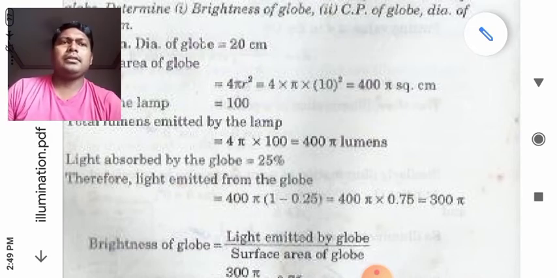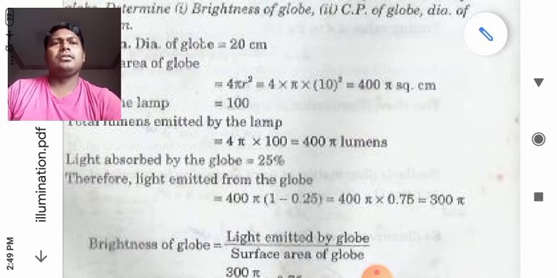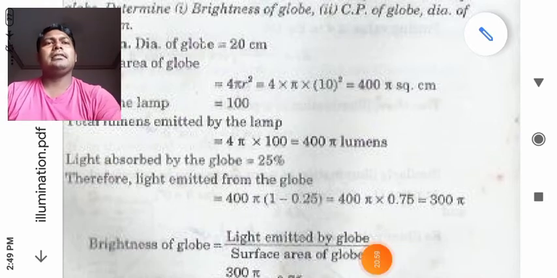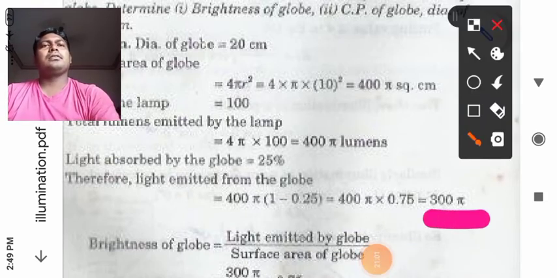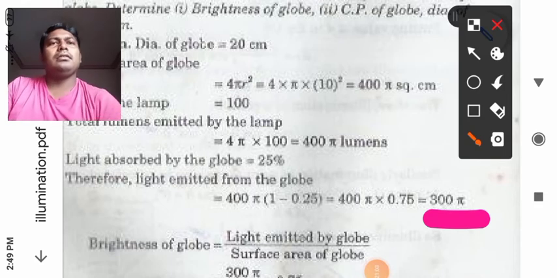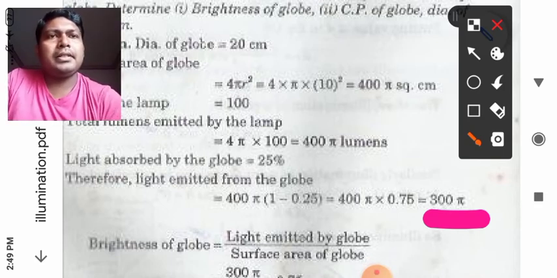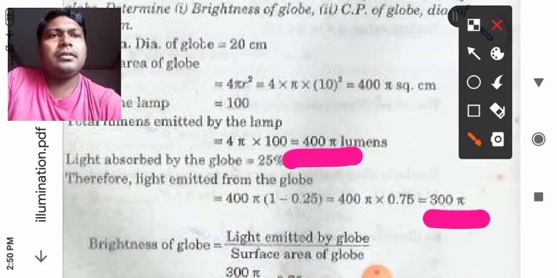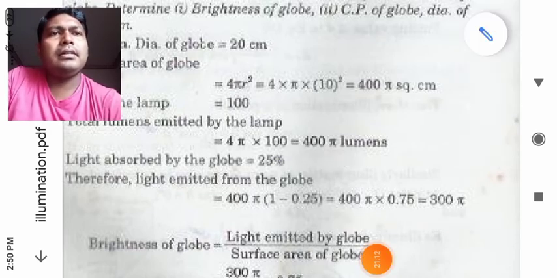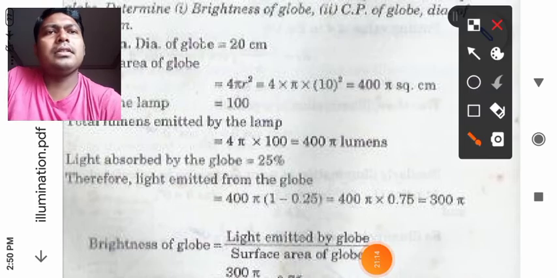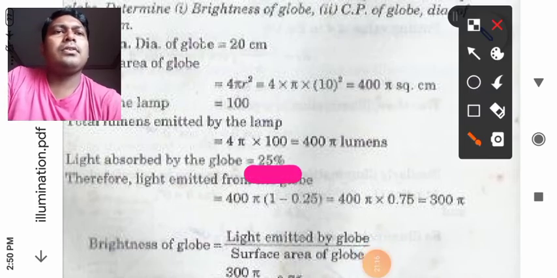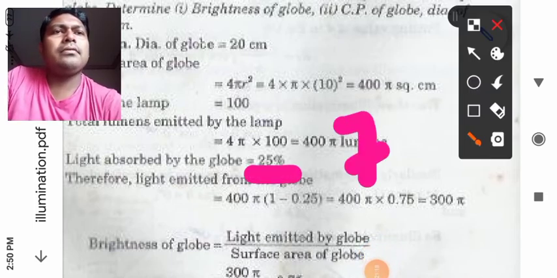It is a simple mathematics trick. You just have to take 75% of this 400 pi, which will be equal to 300 pi, because the total radiated light was 400 pi. Out of them, this 25% was absorbed. So which was the 25? This one, 25. So how much will be left? 75%.